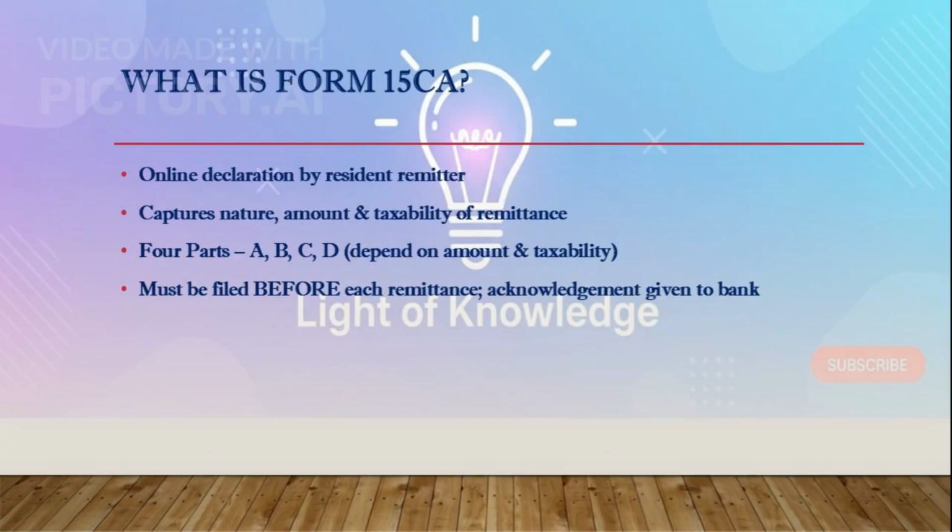Think of Form 15CA as a self-declaration. Parts A or B apply when aggregate remittance is less than or equal to 5 lakh rupees in the FY. Part C when greater than 5 lakh rupees and a CA certificate is obtained. Part D when the payment is non-taxable under the Act.